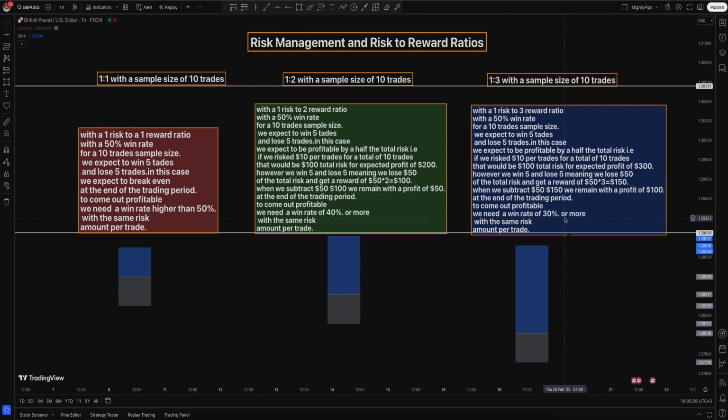Guys, tell me how much simpler you want trading to be. Just tell me how much more simpler you want trading to be. Why do we overcomplicate trading, really? Why do we overcomplicate trading?